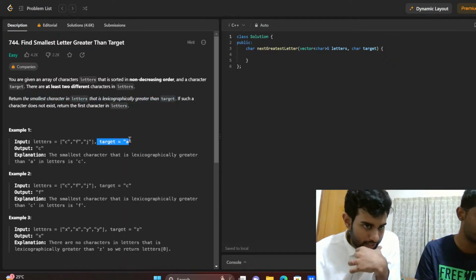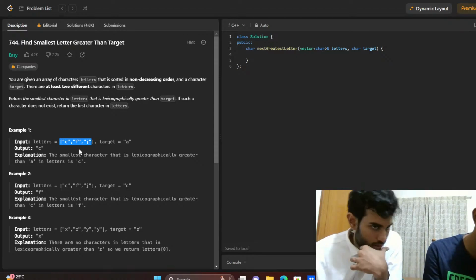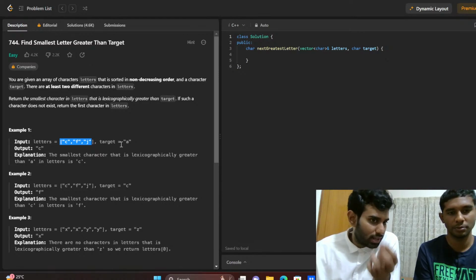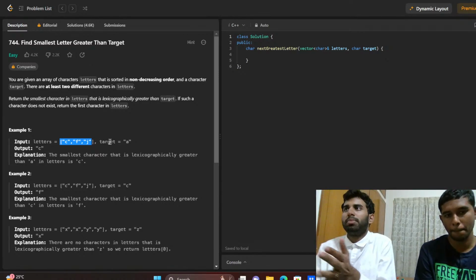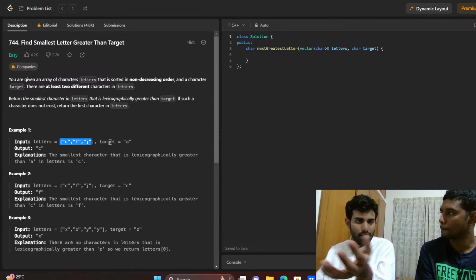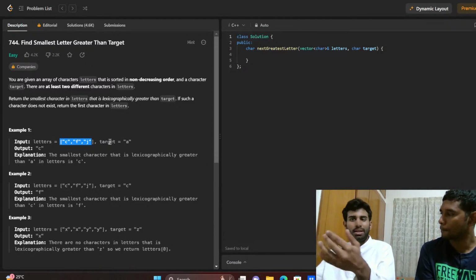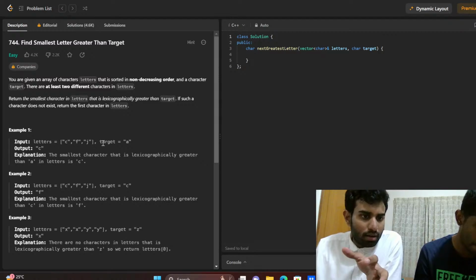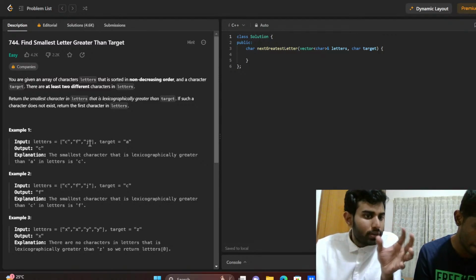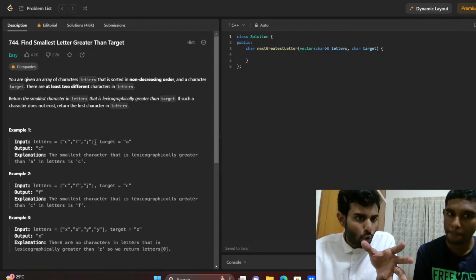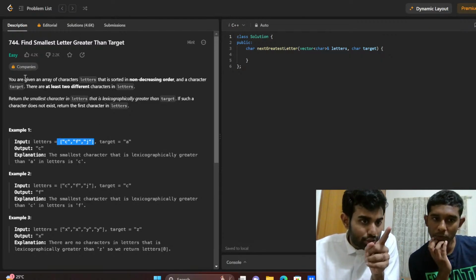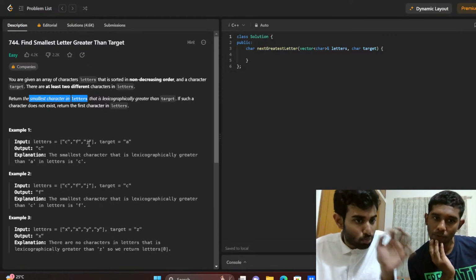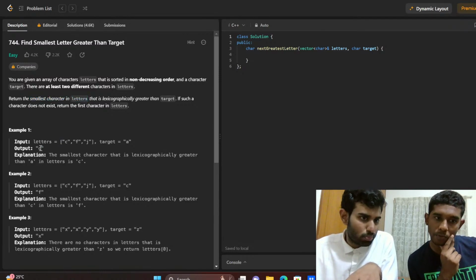So if our target is A and our array has C, F, and J, what is the smallest? What elements in the array are greater than A lexicographically? Lexicographically greater just means that if you have two characters A and B, B comes after A in the sorted order. So B is lexicographically greater than A. C, F, and J, all these three elements are greater than A. But the question asks you to return the smallest character that is lexicographically greater. So because C, F, and J are all greater than A, the smallest character that is greater than A is C. So that is why the output is C in this case.